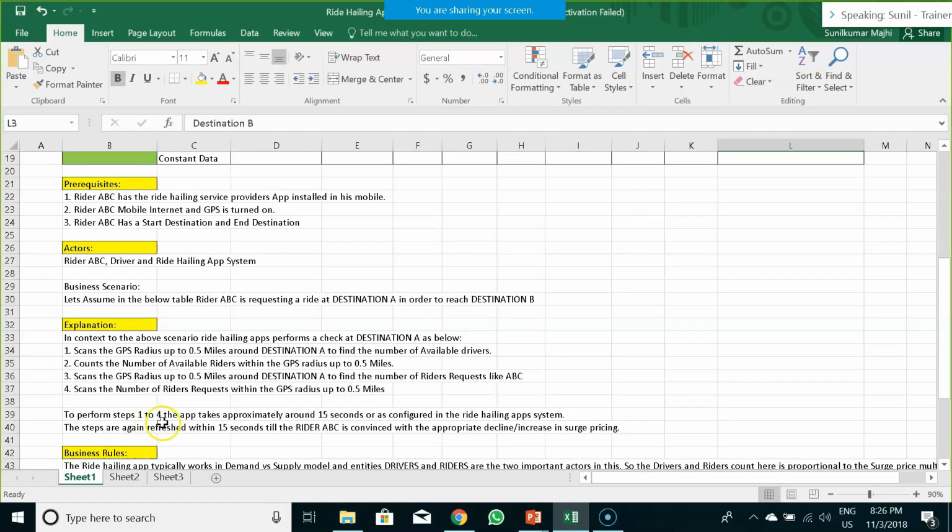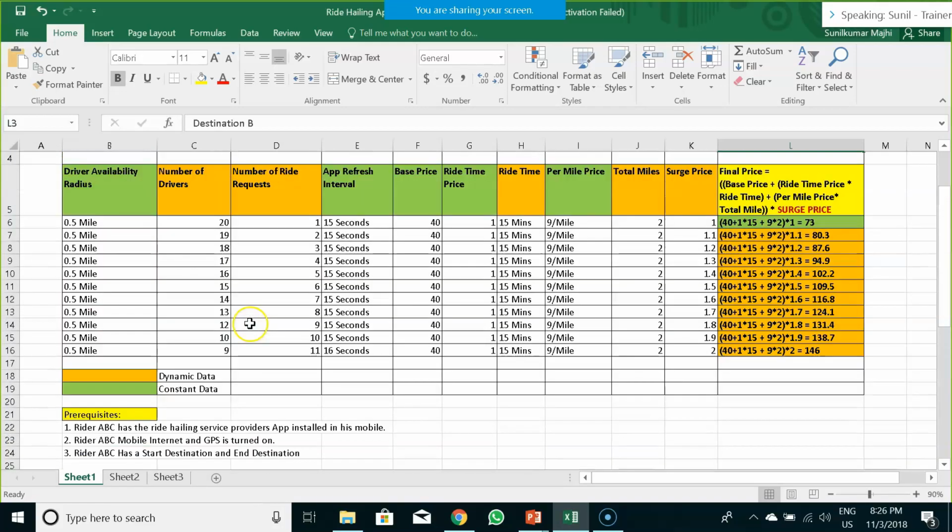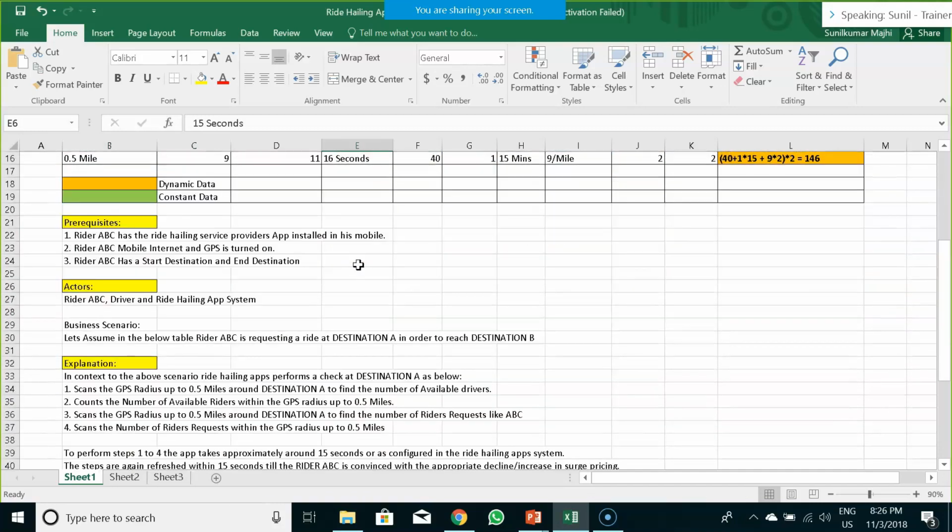Now, in order to perform step 1 to step 4, the app takes approximately 15 seconds. So whatever classification and matching happens essentially takes 15 seconds. After every 15 seconds, the app refreshes itself.